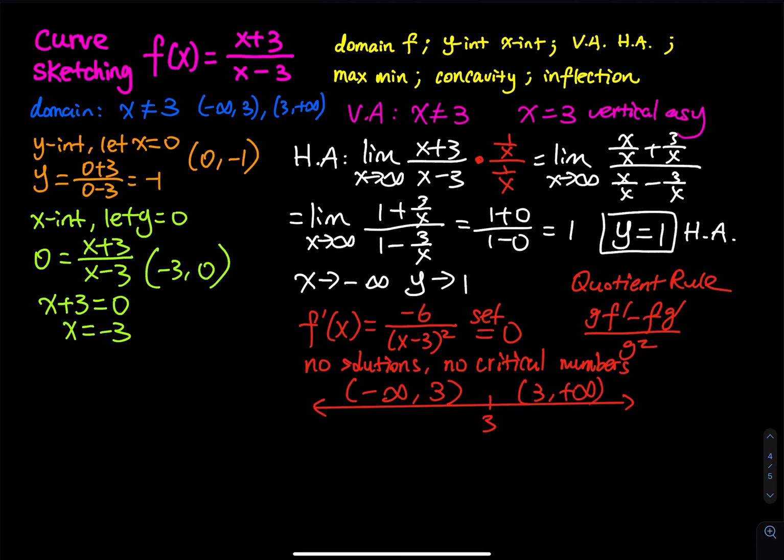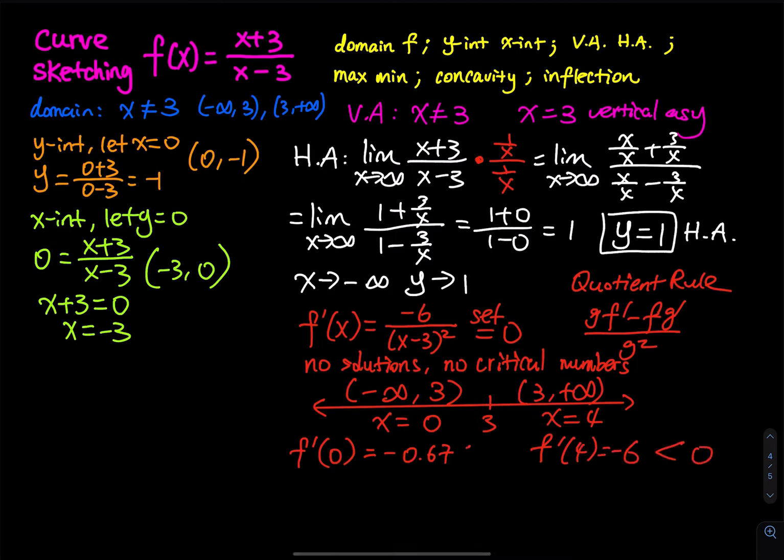And then you are going to pick a value within each interval. So let's say x equals 0 and x equals 4. And then you are going to test that using f prime. So f prime of 0 equals negative 0.67, and f prime of 4 equals negative 6. This is negative, this is negative. That means the function is decreasing the entire time. So do we have any max or min? Nope. So there is no max and no min, right? So x equals 3 is not a max and not a min. It is just a vertical asymptote.